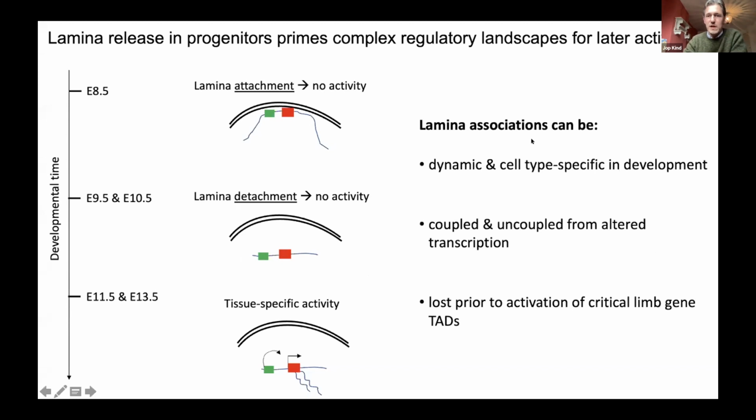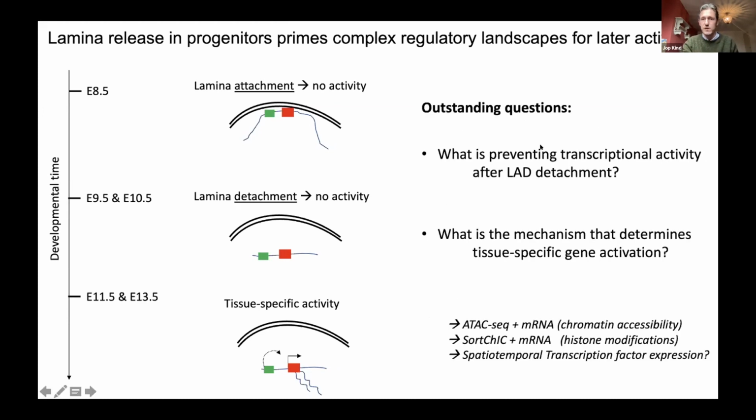So of course, this comes with a number of questions. We can conclude that lamina associations can be dynamic and cell type specific in development. We see both coupled and uncoupled detachment from transcription. In the limb tissue, we see the entire gene come off the lamina, including its start and its regulatory landscape, prior to the activation of this gene.